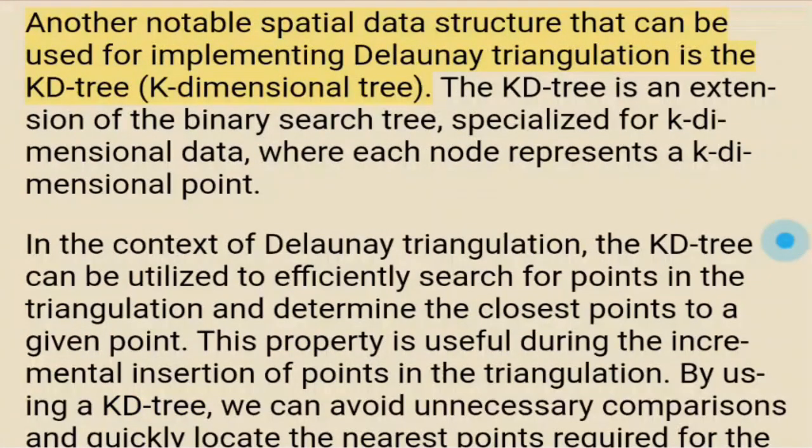KD tree. Another notable spatial data structure that can be used for implementing Delaunay triangulation is the KD tree, k-dimensional tree. The KD tree is an extension of the binary search tree, specialized for k-dimensional data, where each node represents a k-dimensional point. In the context of Delaunay triangulation, the KD tree can be utilized to efficiently search for points in the triangulation and determine the closest points to a given point. This property is useful during the incremental insertion of points in the triangulation.